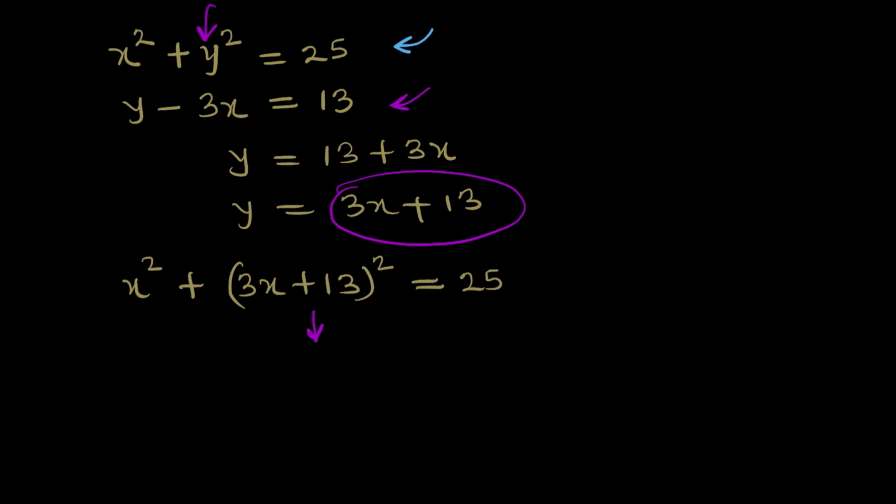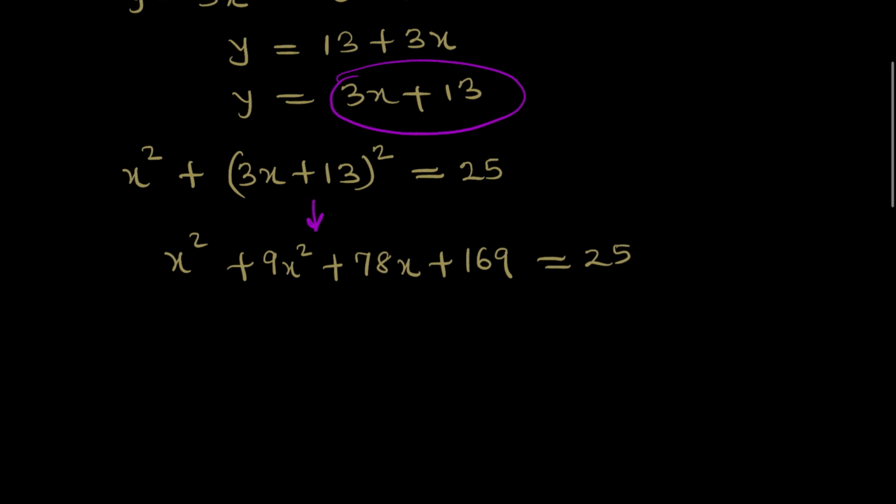If you carefully open that, you should get 9x squared plus 78x, then plus 169. Now we have x squared here plus all of that equal to 25.